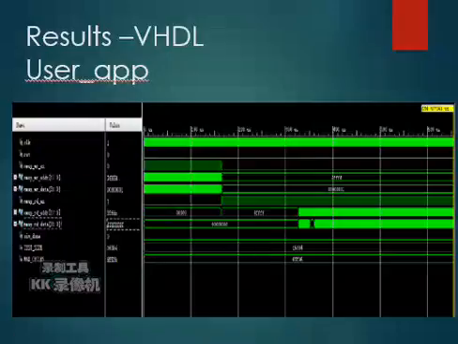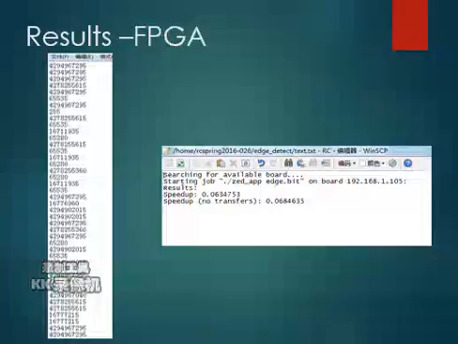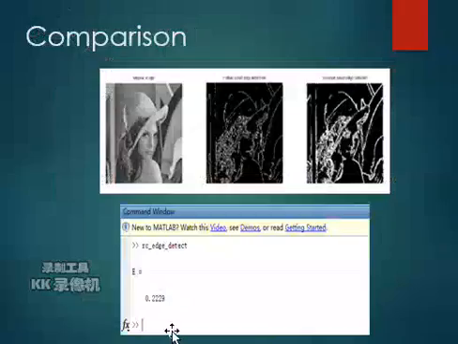Because of the limit of time, I didn't get to the board result to convert into a picture. It's only the decimal data. And here's the speedup. And this is a comparison: this is the original picture, this is the MATLAB Sobel edge detection picture, and this is my output. And here's the difference.